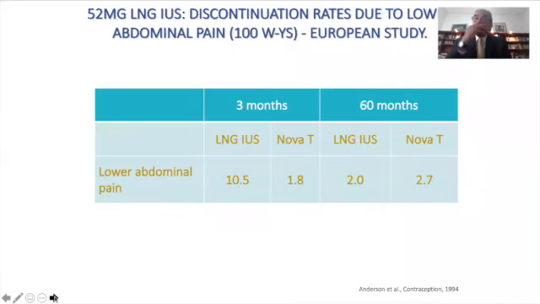The continuation rate due to lower abdominal pain: this is the European study. You can see that at the accumulated 60 months, for the copper Nova T it was 2.7, and for the levonorgestrel IUS 2.0. Practically equal for the copper IUD and the levonorgestrel IUS, and very low for lower abdominal pain.